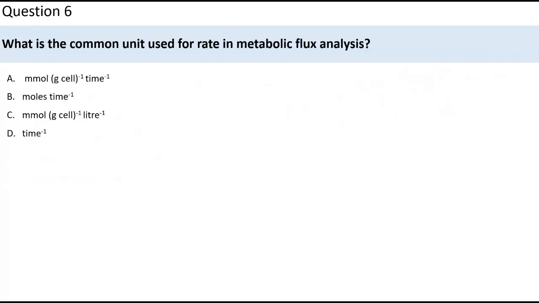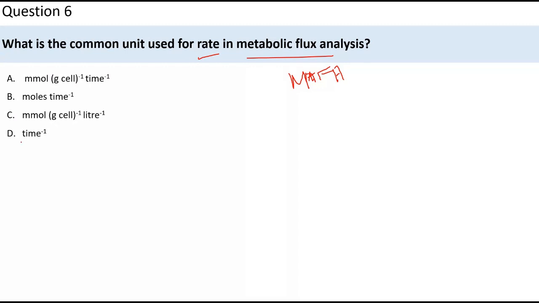Moving on to question 6. What is the common unit used for rate in metabolic flux analysis? Usually we call this MFA. As it's related to rate, rate is nothing but something that is with respect to time, change in time.